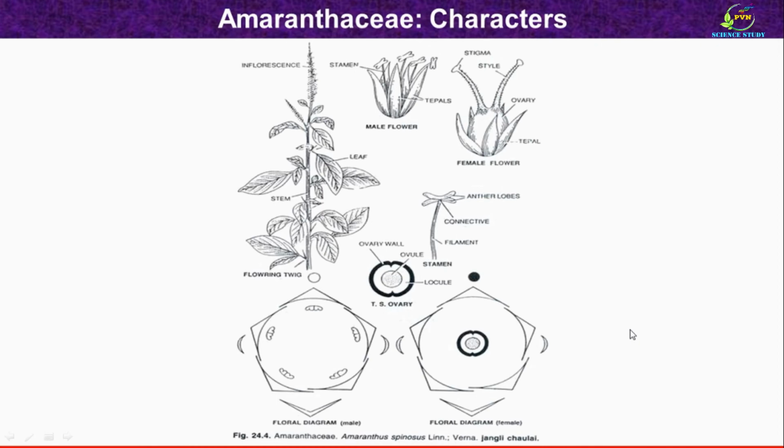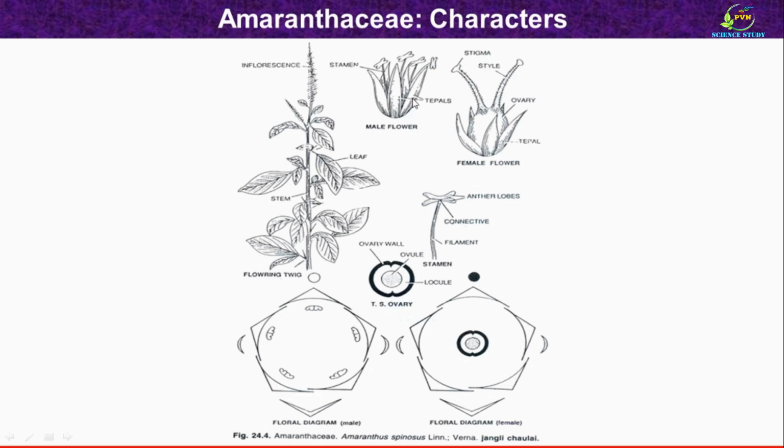This is a very familiar plant to you. Botanical name of the plant is Amaranthus spinosus. So this is the flowering twig of the plant, where we can see stem, leaf as well as the inflorescence. It contains two types of flower. So here the flower is unisexual. This is the male flower and this is the female flower.